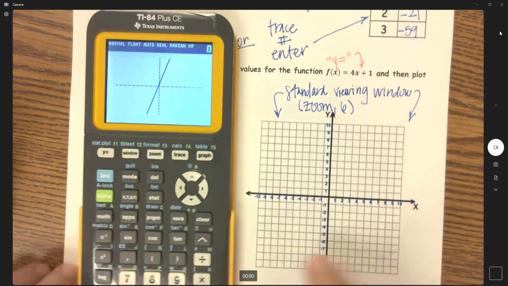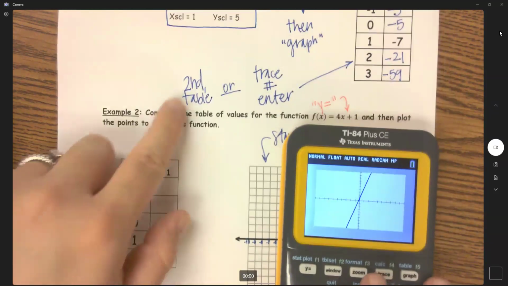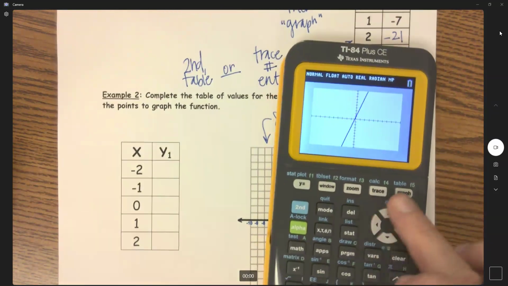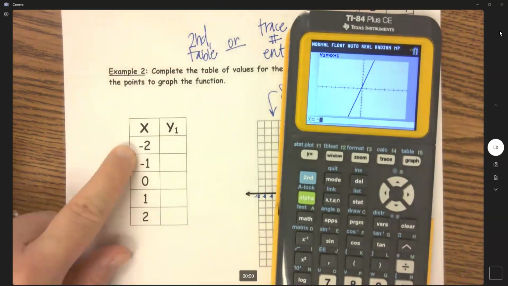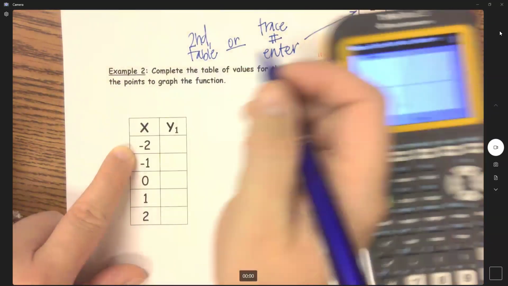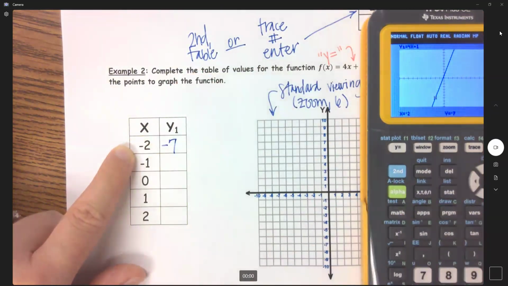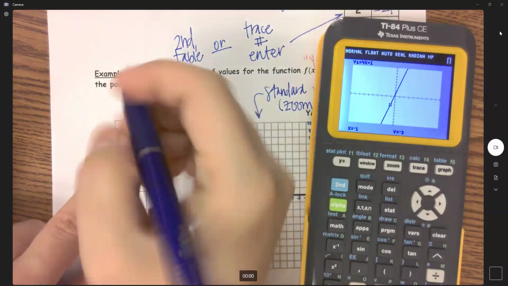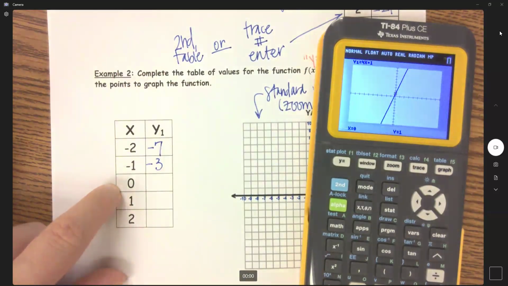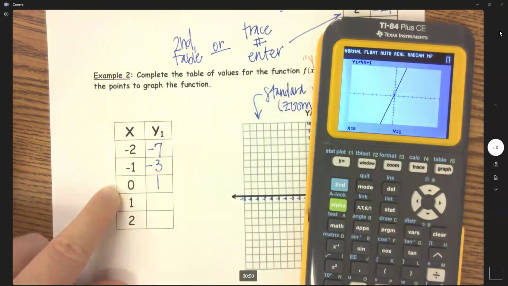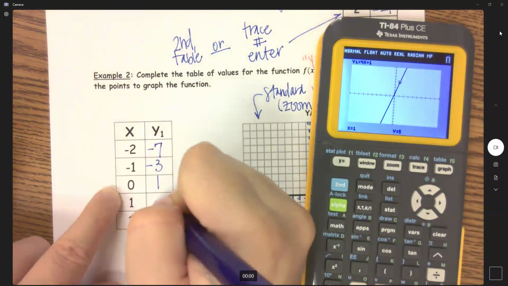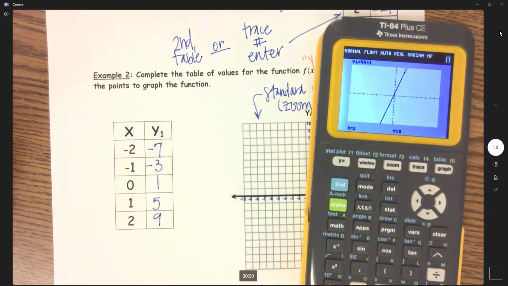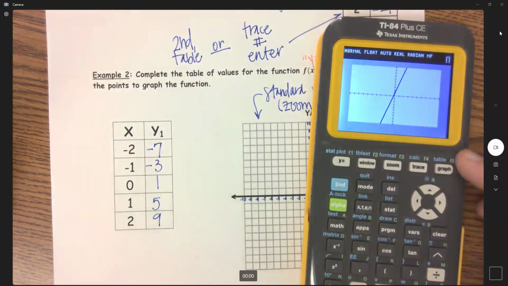Okay, so let's find our table of values. You can use it by either second table or trace in the number. So if I do trace number, I go trace, I'm going to punch in -2, hit enter, and we get -7. I don't need to hit trace again. It's already there. So I'm going to push in -1, enter, -3, 0, enter for 1, 1, enter, 5, and 2, enter, 9.